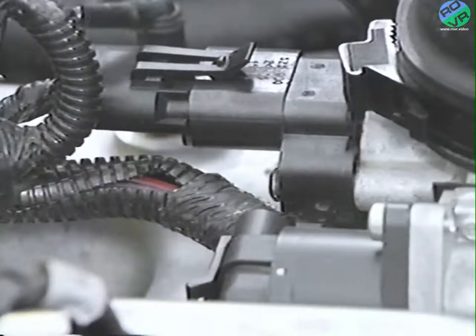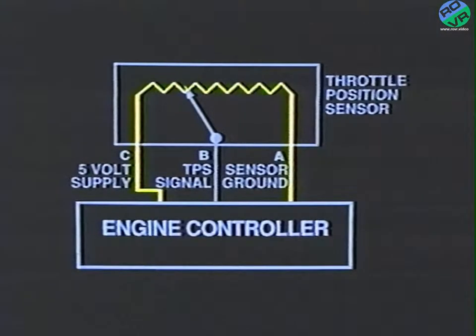As the position of the throttle plate changes, the resistance of the TPS changes. The engine controller supplies approximately 5 volts to the TPS through terminal C. The output voltage sent from the TPS to the engine controller represents the throttle plate position. The input signal voltage from the TPS varies from approximately 1 volt at idle, with the throttle plate at its minimum opening, to 4 volts at wide open throttle.